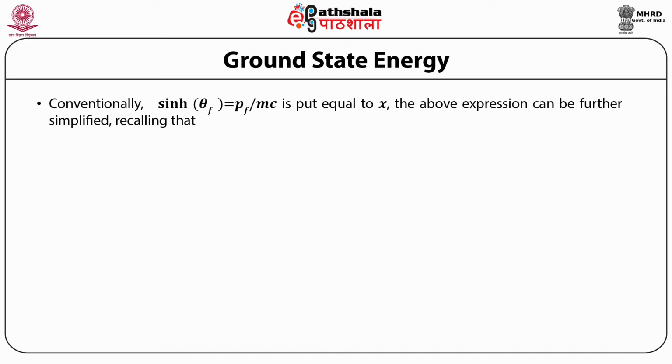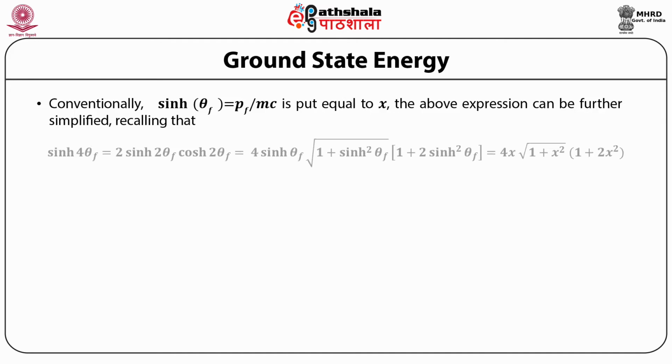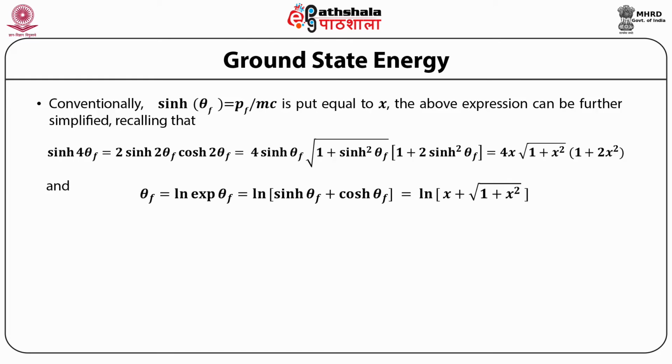The above expression can be further simplified, recalling that sinh 4θF = 2 sinh 2θF cosh 2θF = 4 sinh θF √(1 + sinh²θF) (1 + 2 sinh²θF) = 4x √(1 + x²)(1 + 2x²), and θF = log of exp θF = log(sinh θF + cosh θF) = log(x + √(1 + x²)).